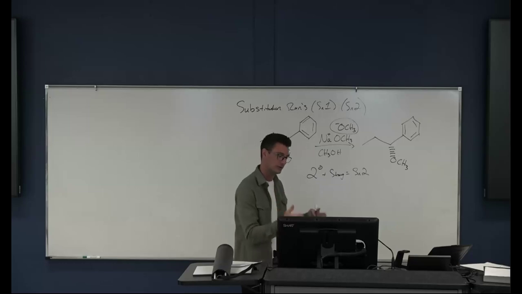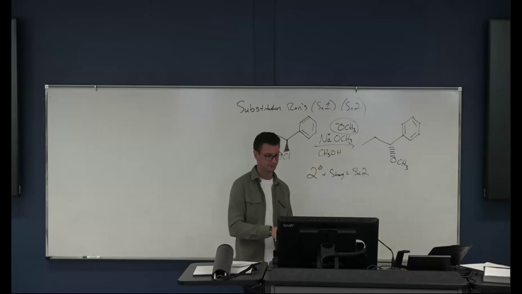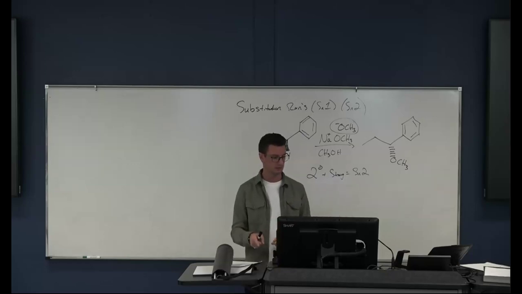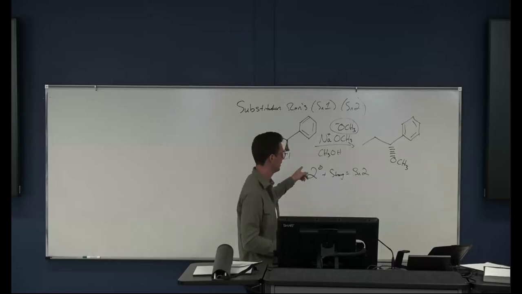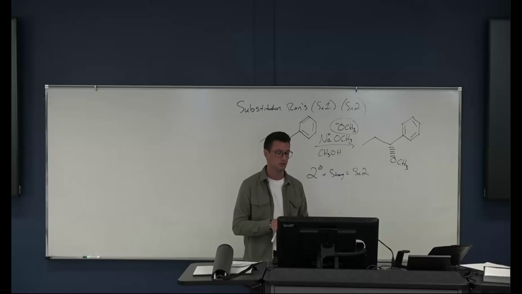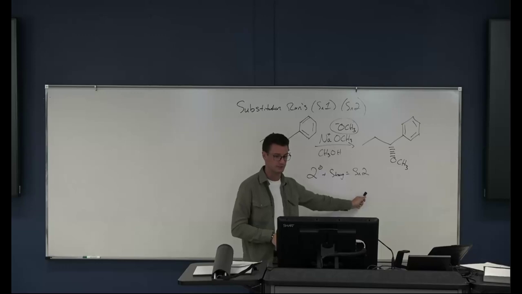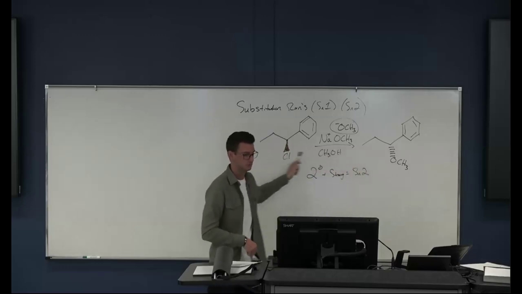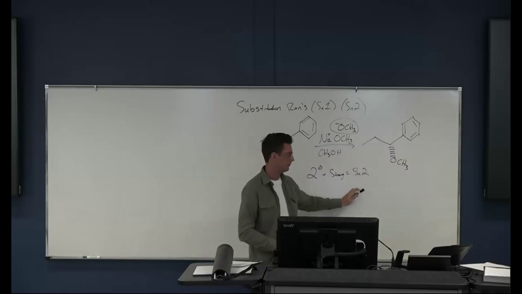So again, I really hope that this emphasizes the thought process that I want you to walk through. Is it primary, secondary, or tertiary? If it's primary, it's going to be Sn2. If it's tertiary, it's going to be Sn1. But if you fall in that gray area, like this example, then you need to look at the nucleophile. Is the nucleophile strong or weak? If it's secondary and a strong nucleophile, you're going to have Sn2, in which your stereochemistry inverts. And if it's secondary and a weak nucleophile, then you're going to have Sn1.